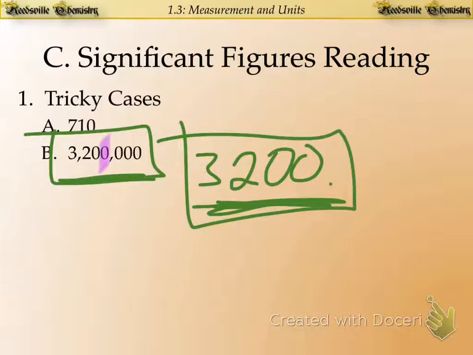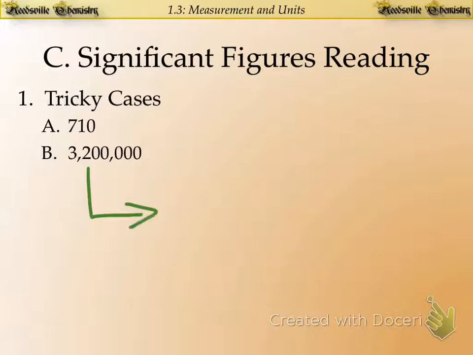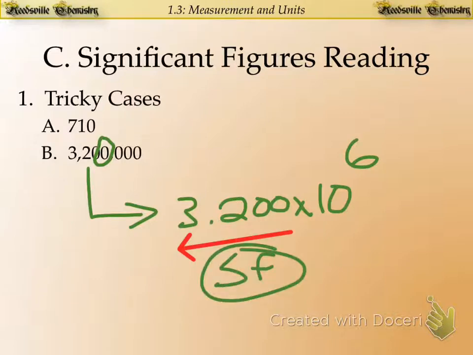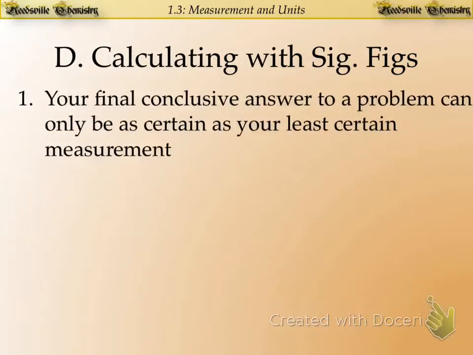All right, so how do we get around this? Well, this is where we're actually going to use scientific notation. If we want to go down to that number as a significant number, we can write this as 3.200 times 10 to the 6th. The rule is every number to the left of the multiplication sign in scientific notation is a significant figure. Okay? All right, last slide now.